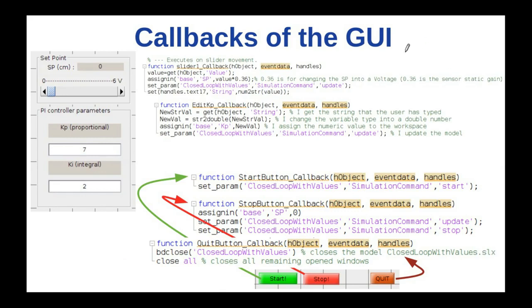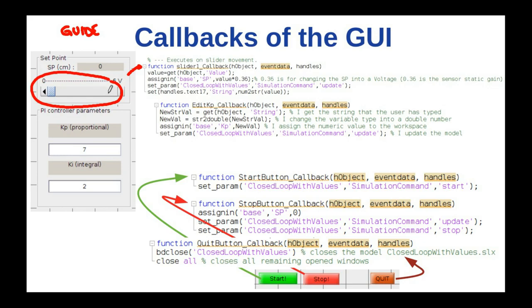The callbacks of the graphical user interface are the actions that are associated with every element within the interface. Let's have a look, for example, at this slider. Here we have a function called the slider1 callback, and we can define this action, this callback, by means of right-clicking the element when we are in the GUIDE environment, and then on the menu we must select callbacks.